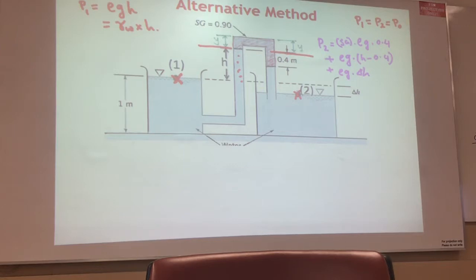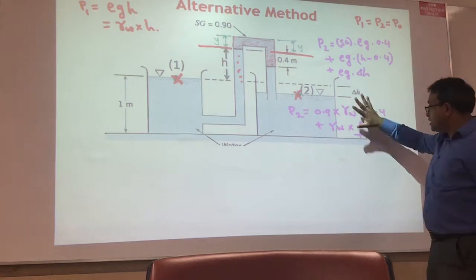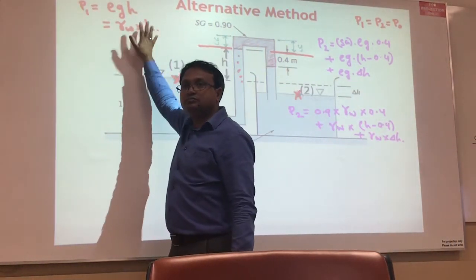So P2 becomes, I can start here, right? What is the value of specific gravity? 0.9, right? 0.9 times gamma of water times 0.4, plus gamma of water times H minus 0.4, right? Plus gamma of water times delta H. Then I can write P1 and P2 are same. If you follow this method, then you can write this value is equivalent to this value. Problem is solved.